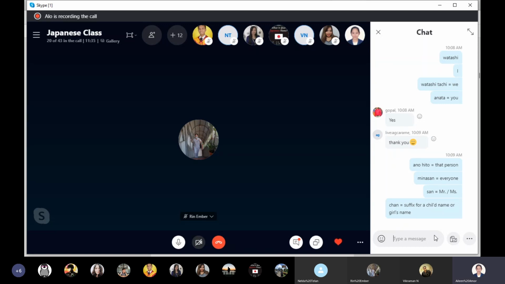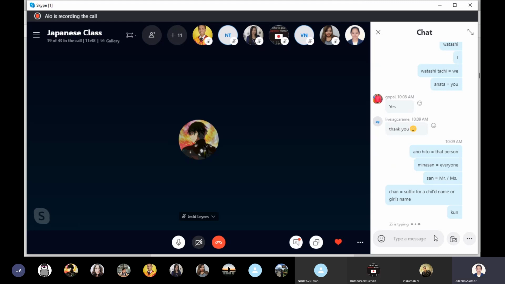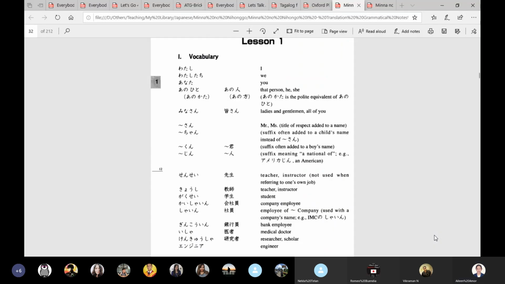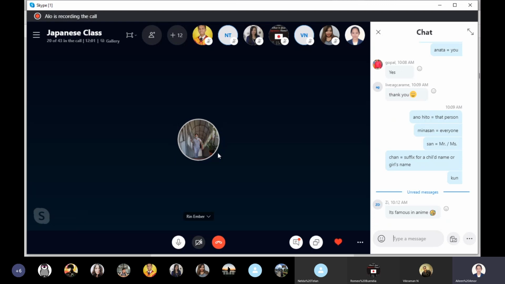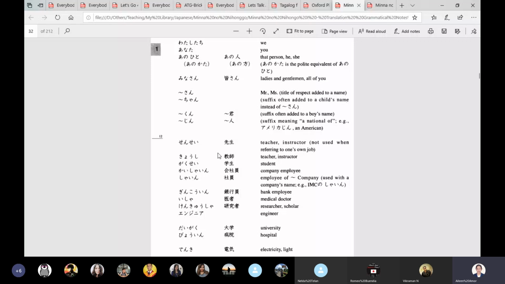So when we call our friend, especially a girl, then we can add chan after their name. While for guys, or for boys, we say kun. For example, Momo-kun, Yosh-kun. Yeah, it's famous in anime. Very famous. You would usually hear chan, kun, san for those who are otakus here or for those who like watching anime.